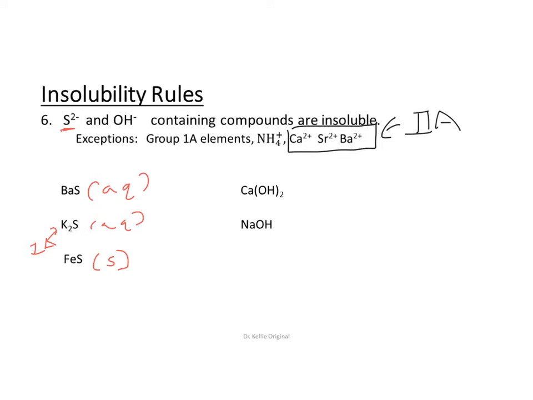Then we come over here. We see hydroxide. Anything with hydroxide is insoluble unless it contains calcium. Calcium's an exception, so it will dissolve in water. Sodium hydroxide also will dissolve in water because sodium's a group 1A element. However, if we had magnesium hydroxide, would it dissolve in water? No, because magnesium is not an exception to the rule. So magnesium hydroxide would not dissolve in water.